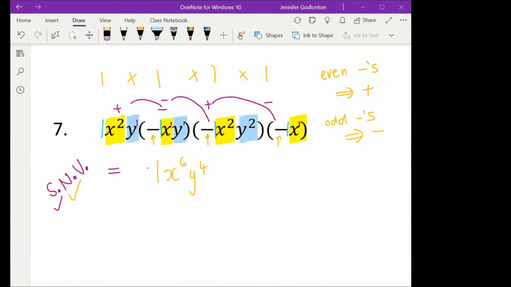Who got this question 100% correct? Who got this fully correct? Who got the full answer of -1 x to the power of 6, y to the power of 4? Let me know. Yay, well done. Good. Okay. Cool.